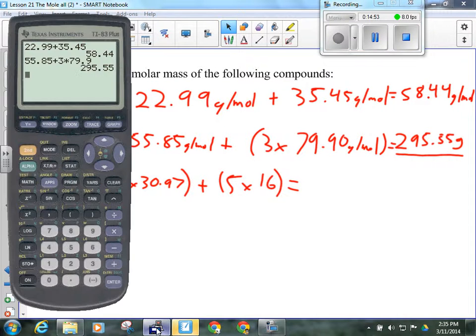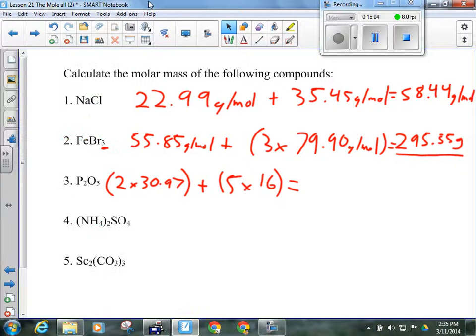Okay, so 2 times 30.97 plus 5 times 16. Okay, so 141.94 grams per mole. So you don't have to write the units in on every single one, just make sure you've got it on your answer. Now, if I give you a compound like this, it's already done. But if I give you the name, then yes, you do have to swap and drop.